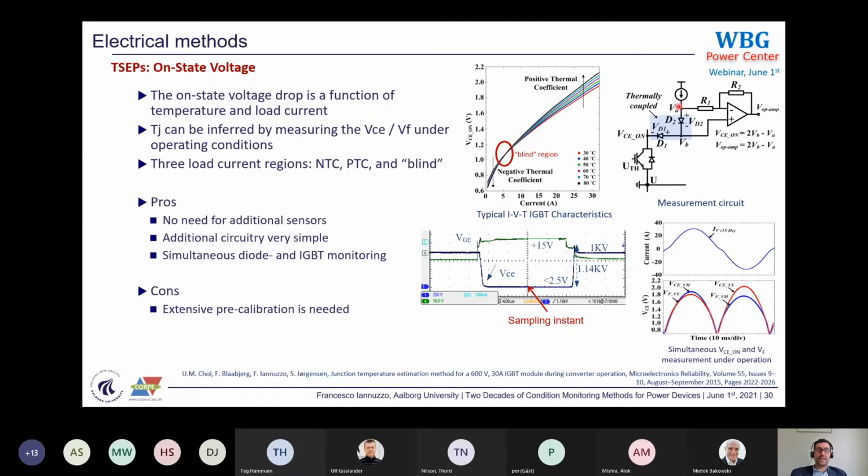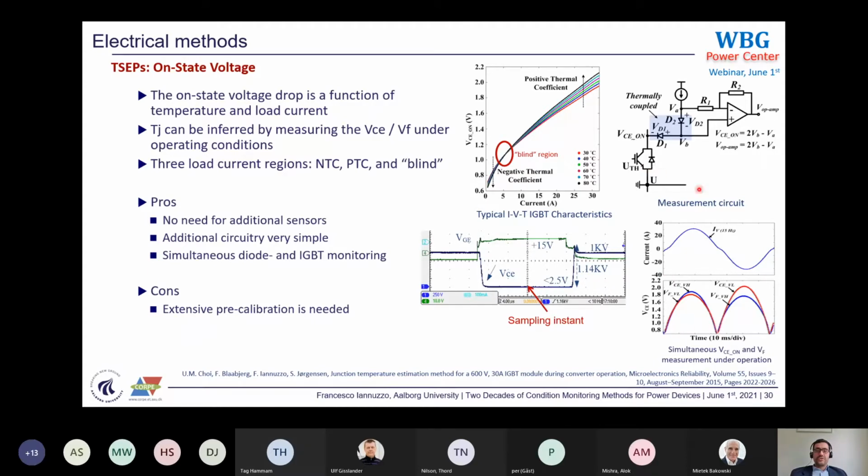And you can actually also monitor the diode operation, because this voltage here can also be negative, no problem. When the current is going in the opposite direction, you are biasing the diode and not the IGBT, and the voltage here is the voltage across your diode. You need an extensive pre-calibration process because everything depends on current and, of course, on temperature. So you need it on the specific IGBT and also on the layout.